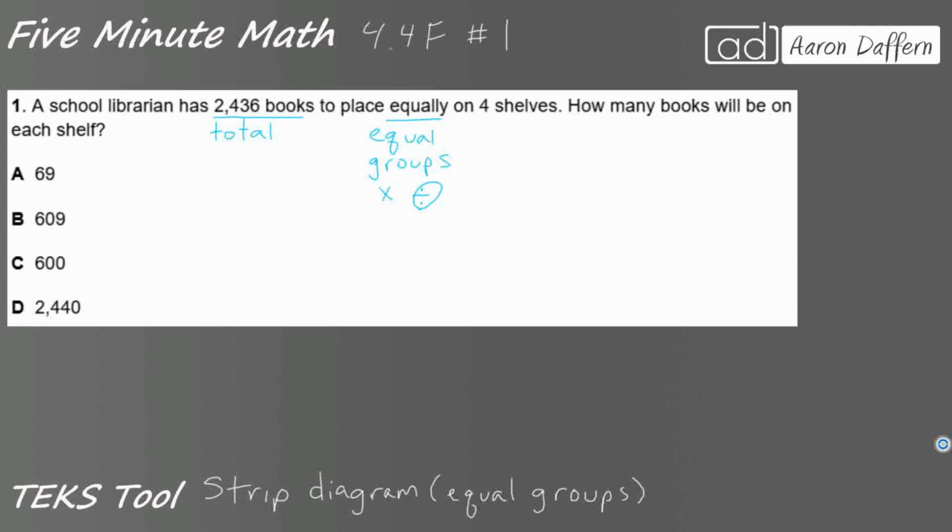The only other number we have here is 4. We've got 4 shelves. Are those the number of groups or the number in each group? Well, those shelves each act as a group. So this is the number of groups, which means we're looking for how many books will be on each shelf. On each shelf, this is the number in each group.